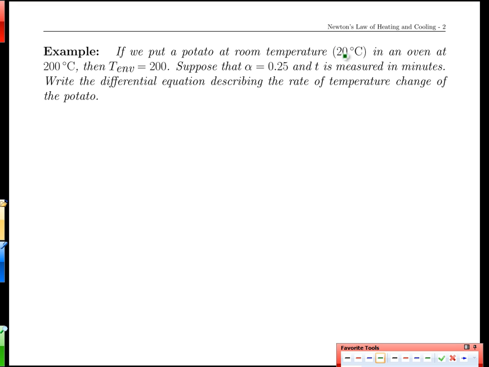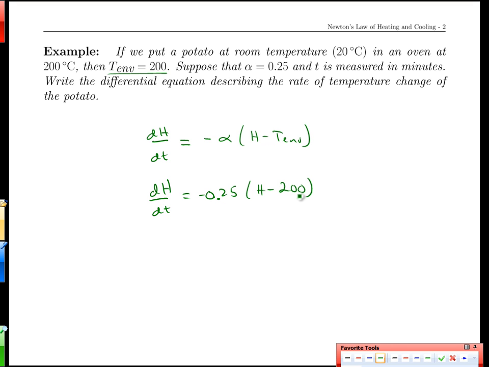Let's imagine we take a potato at room temperature and we put it in an oven at 200 degrees Celsius. And that interpretation for our mathematics is that T environmental will be 200 degrees. We're going to assume a value for the constant alpha, and we're going to measure things in minutes. What does this lead us to? Well, we've pretty much filled in all the blanks for our differential equation here. Let's put it in the abstract form here, and then we'll fill in the blanks with the values we now know.